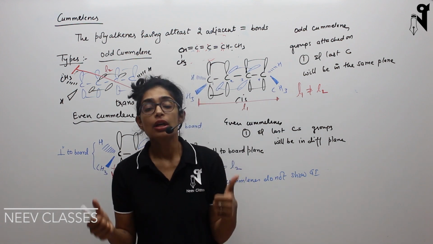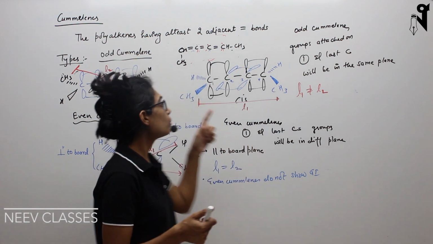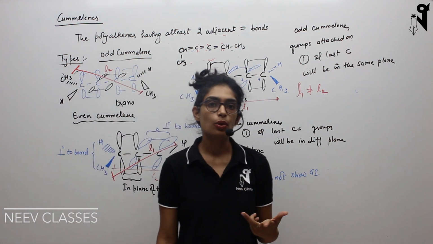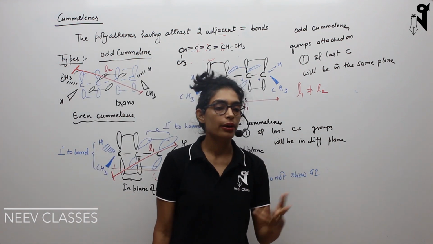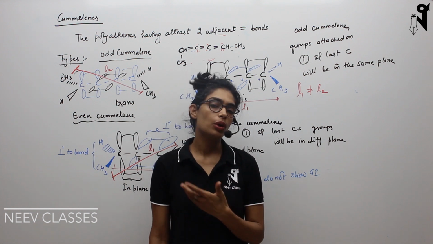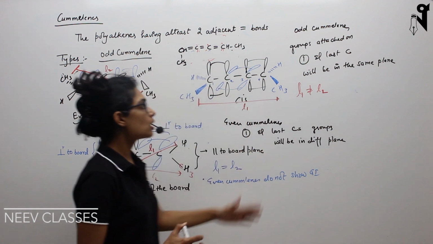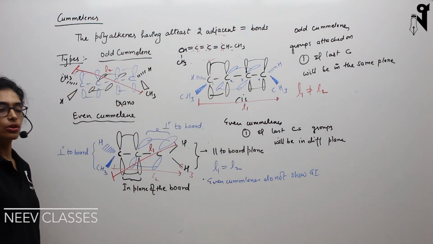But to show GI for odd cumulenes also, you should have two different groups on the first and the last carbon. You cannot have two same groups, and if it is like two hydrogens or two CH3s or anything like that, it will not show GI. So all these things you have to keep in your mind. Note this down and then I'll do some questions on it.